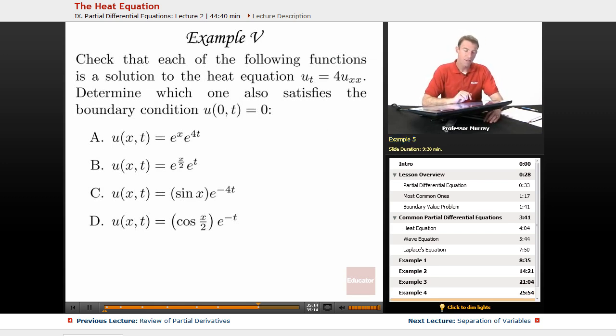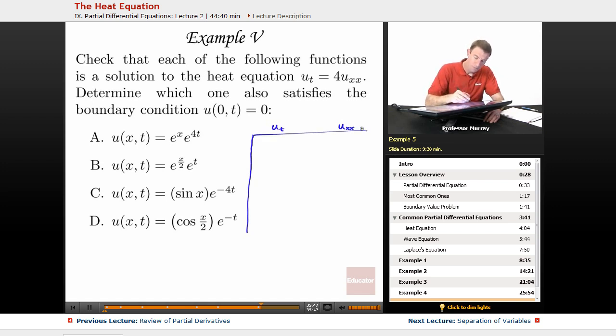In example 5, we're going to check that each one of the following functions is a solution to the heat equation u sub t is equal to 4 u sub xx. We're also going to determine which one satisfies the boundary condition u of 0, t is equal to 0. So let me first just work out u sub t and u sub xx for each one of these functions.